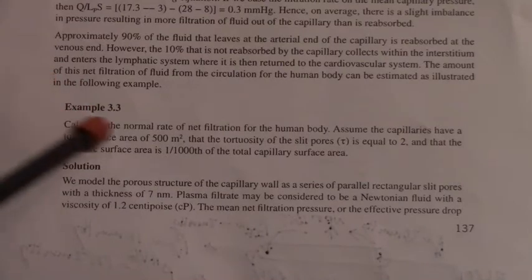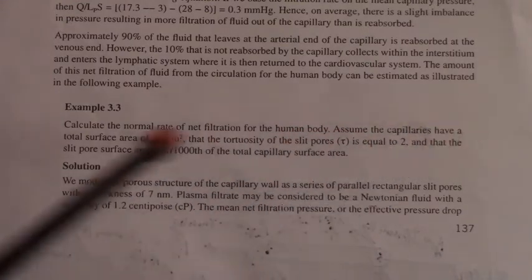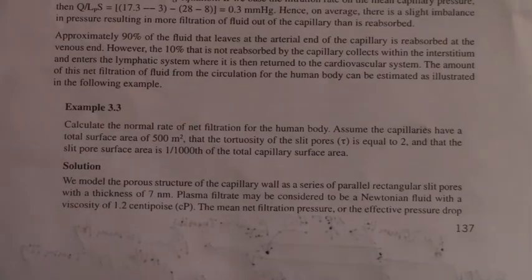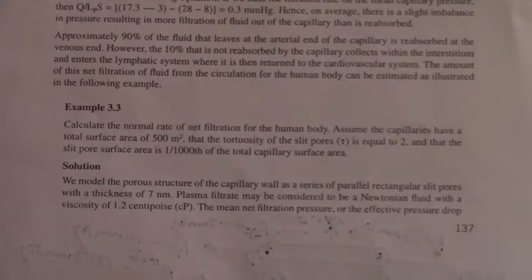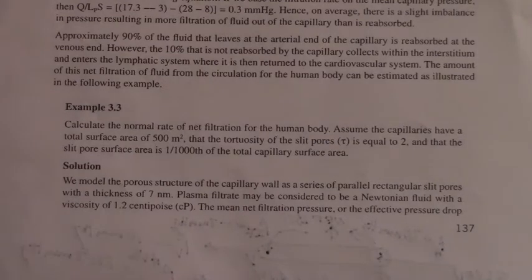The problem says to calculate the normal rate of net filtration for the human body. Assume the capillaries have a total surface area of 500 square meters. That's about what it is for an adult human. If you're trying to wrap your head around how much 500 square meters is, at a football game it'd be pretty much the same as the surface area from the 10-yard line to the goalpost. Ten yards times a 50-yard width gives you 500 square yards, and for argument's sake, we're saying a square yard and a square meter are about the same.